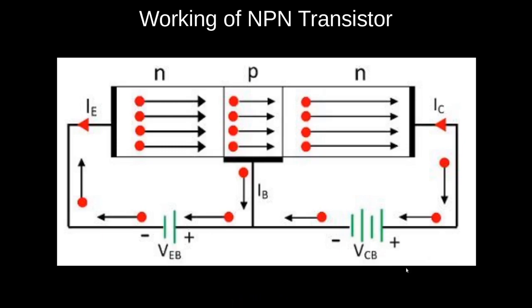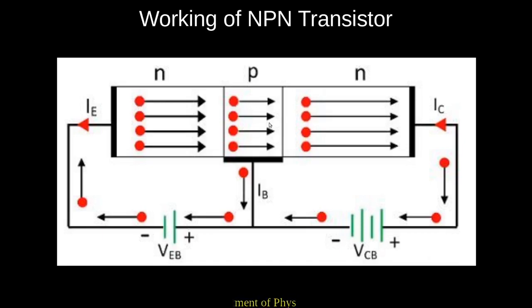The emitter of the NPN transistor is heavily doped. When the forward bias is applied across the emitter, the majority charge carriers move from this side towards the base. This causes the emitter current IE. The electrons enter into the p-type material and combine with the holes.